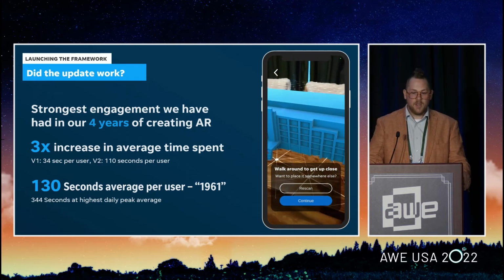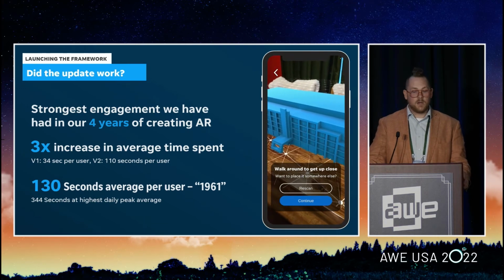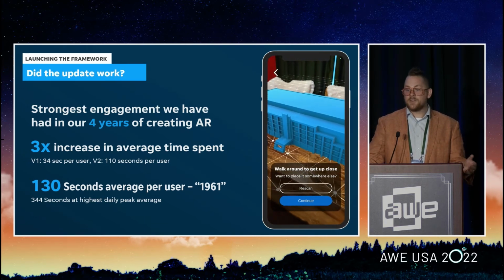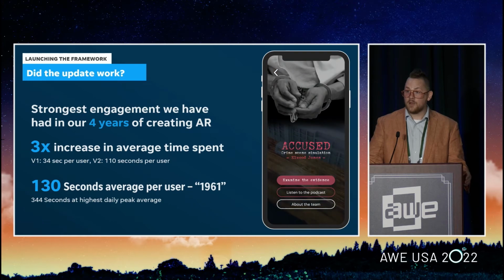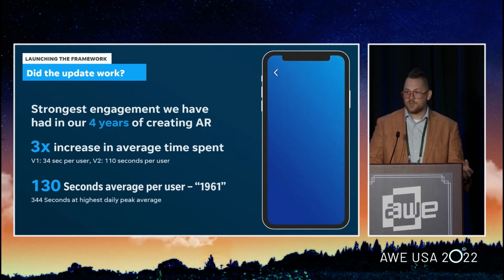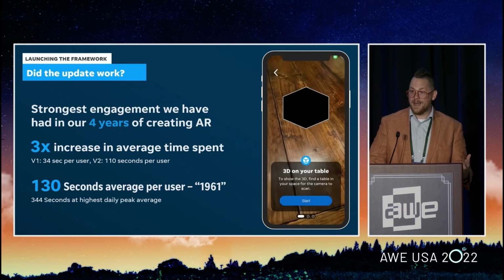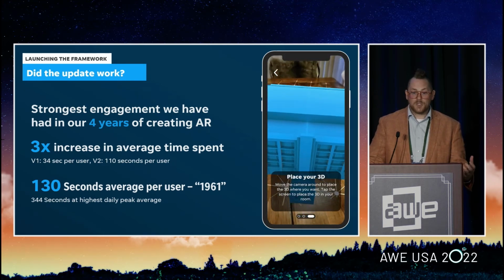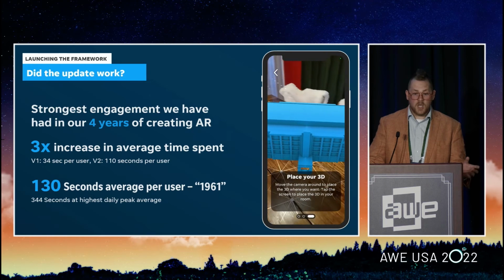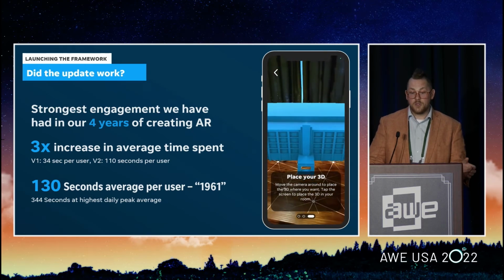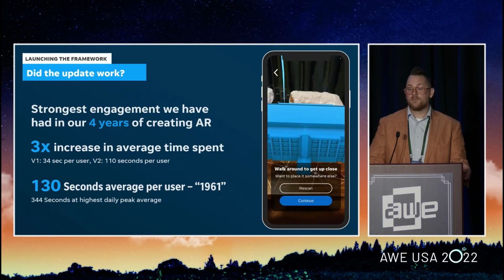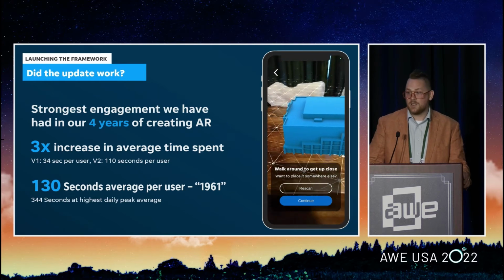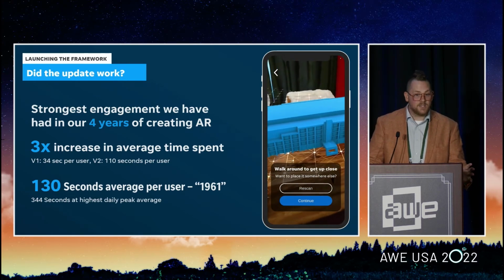This was incredible. And we released at the end of last year an experience called 1961 about the Freedom Riders. This is a very intense, emotional story about the firebombing of the Freedom Riders. And people were spending large amounts of time, 130 seconds average per user with a peak of 344 seconds. They were in it. We were impressed, and so we had something good.